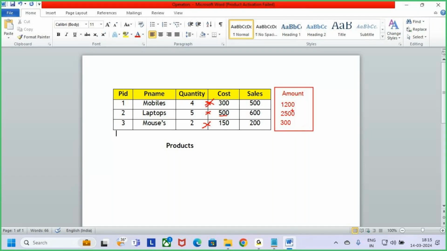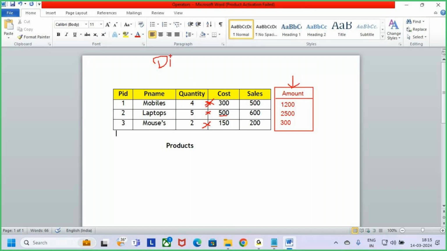So here I'm finding the amount I'm spending on the business product wise. To buy the 4 mobile phones, what's the amount I'm spending? 1200. To buy the 5 laptops? 2500. To buy the 2 mouses? 300. So to find the amount I'm spending on the business product wise, I multiply the quantity column with what? Cost.